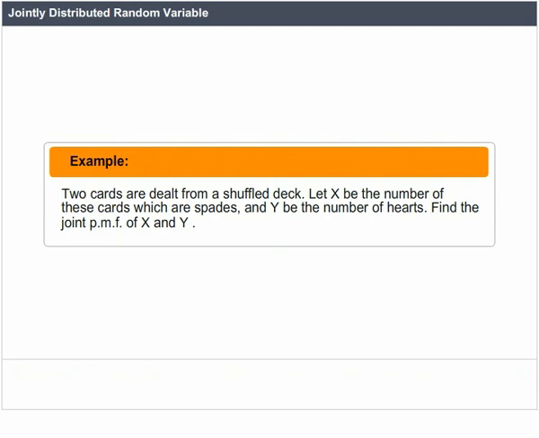Example: two cards are dealt from a shuffled deck. Let X be the number of these cards which are spades, and Y be the number of hearts. Find the joint probability mass function of X and Y.